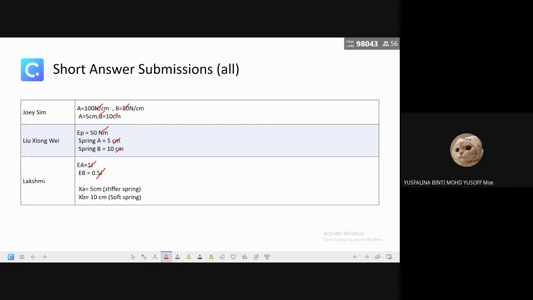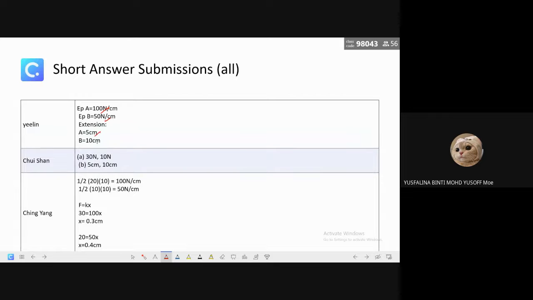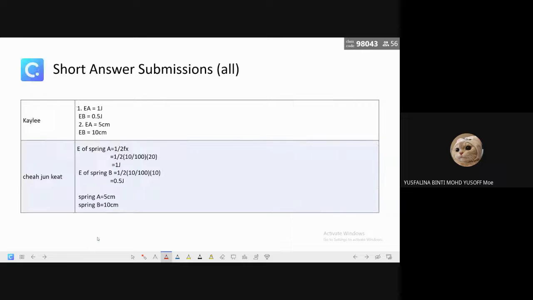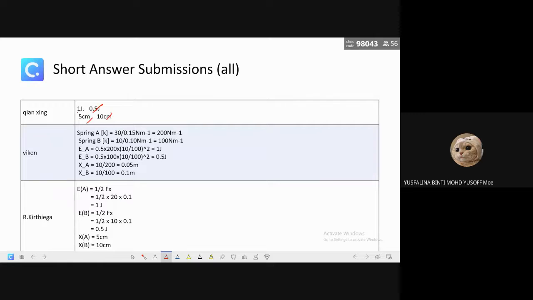0.5 joule. Correct. 50 Newton. No. 0.4. No. You use F is equal to 10.